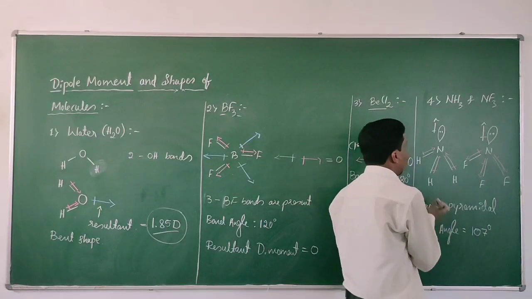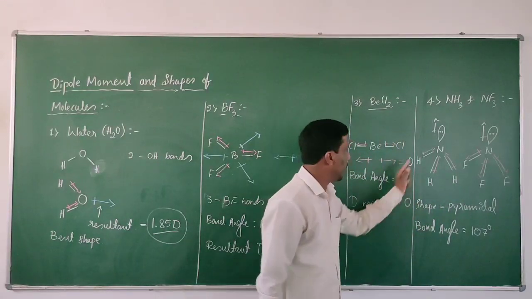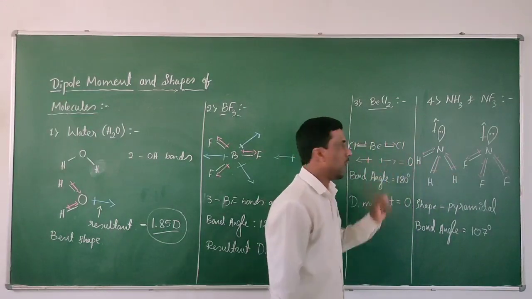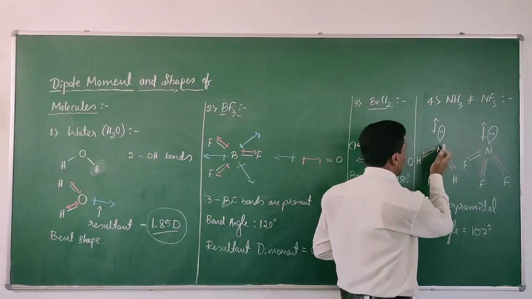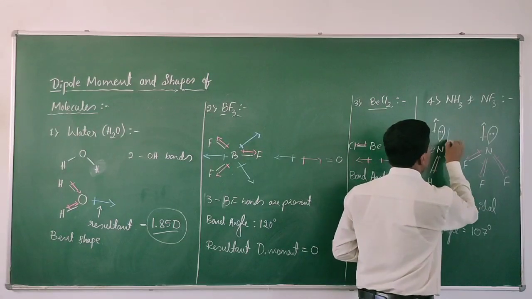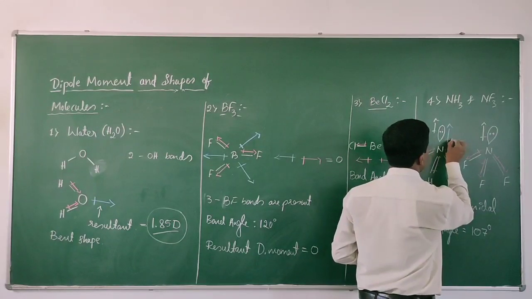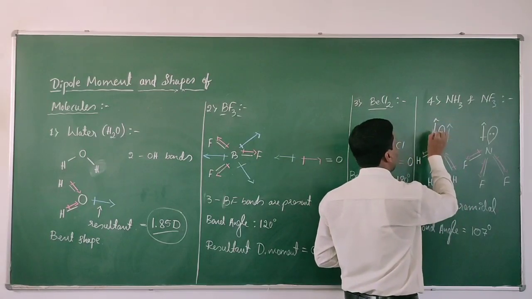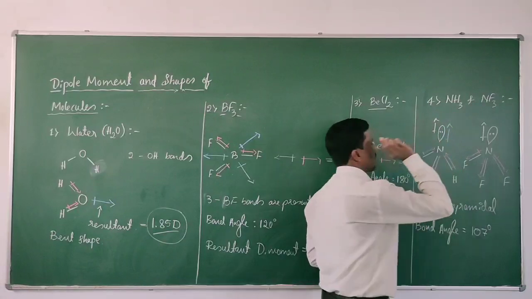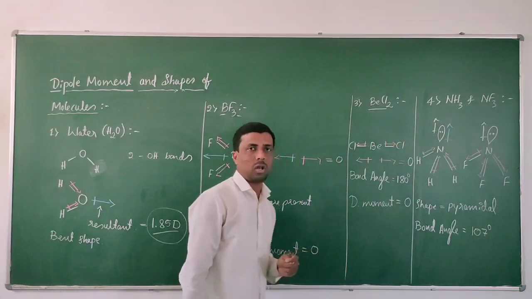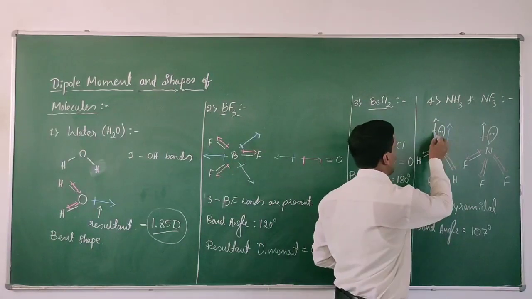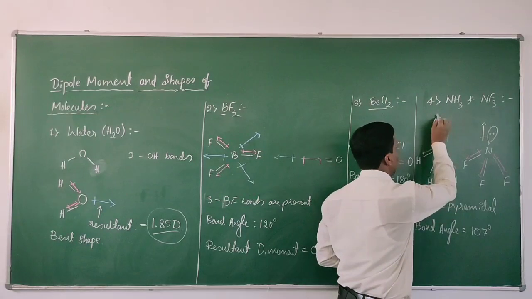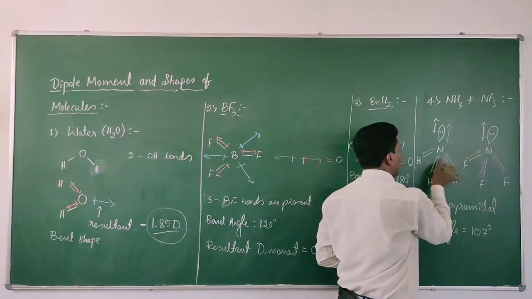Let us draw the resultant dipole moment of these three bonds in ammonia. These three are towards the nitrogen, therefore the resultant dipole moment is also in the direction of the dipole moment of the lone pair of electrons.